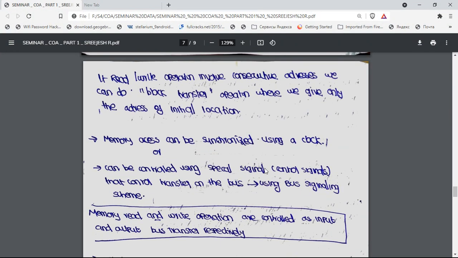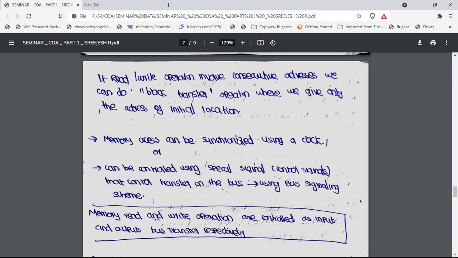So in the read write operation involving consecutive addresses, we can go for block transfer operation. We just have to go for the initial location. Block transfer actually means we can move blocks. We do not need to address continuous segments. That is what block transfer is.